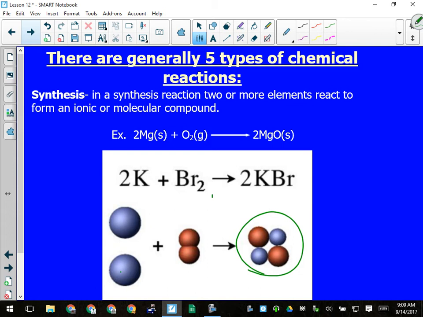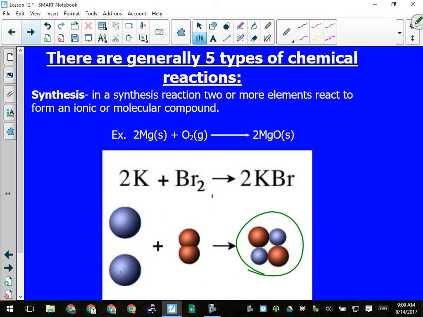Okay, good question. Why isn't it written like this? Because this little 2 implies that the 2 are bonded together. That's why this one has a 2. Bromine's one of those molecular elements where the 2 atoms actually chemically bond to each other. Potassium doesn't do that, so I'm saying there are 2 atoms of this. This is one molecule containing 2 atoms. Does that make sense? That's a good question.